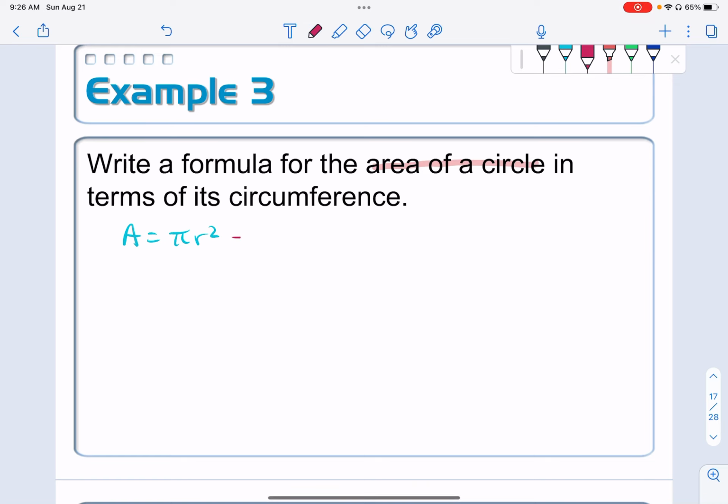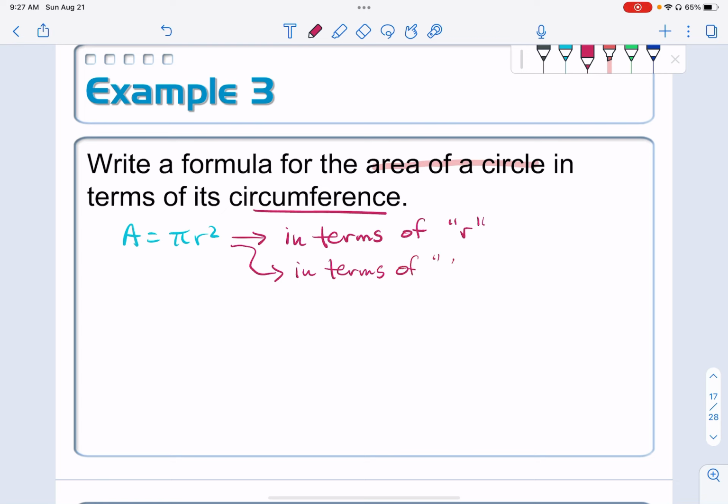Right now, this formula, as we expressed earlier, is in terms of the radius. You need to know the radius in order to calculate the area. But we want it in terms of the circumference. And what this means is that our formula is going to end up looking like this. A is equal to, there's going to be some stuff on the right side of the equation, and that stuff needs to contain a c, and only the variable c. You can't have an r in there too. You can't have a d in there. It says that it has to be in terms of circumference.